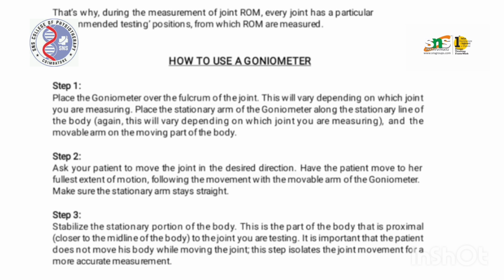Step 2, ask your patient to move the joint in the desired direction. Have the patient move to the fullest extent of motion. Follow the movement with the movable arm of the goniometer, and make sure the stationary arm stays straight.